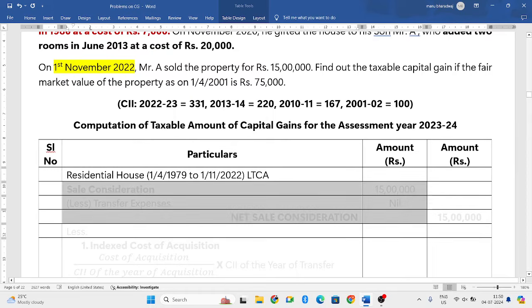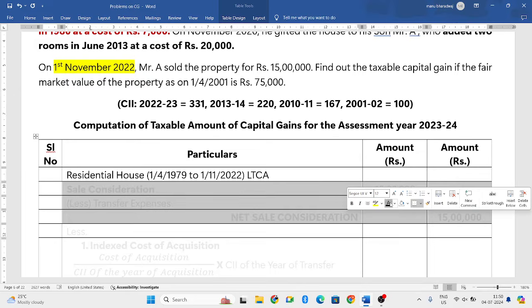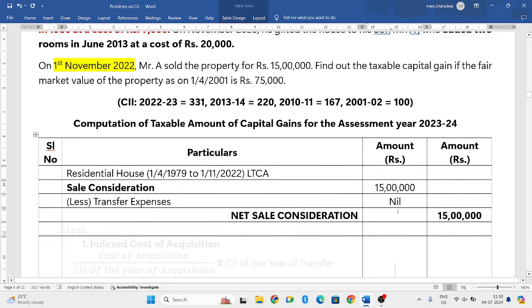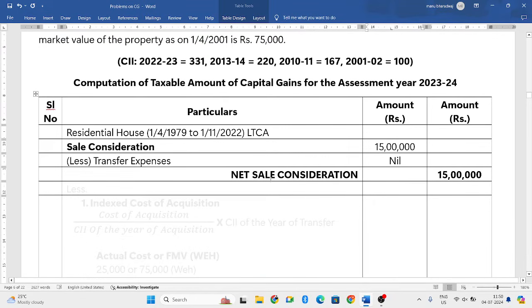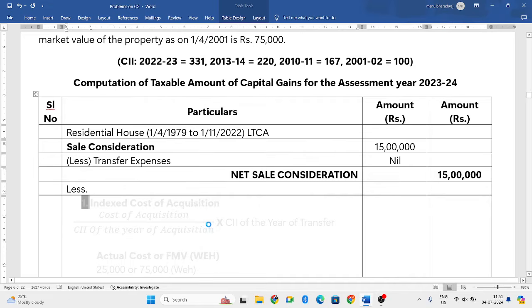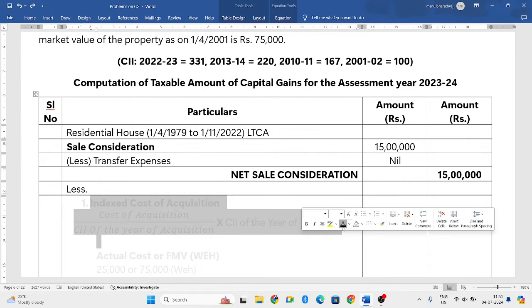So first let us write the sale consideration. He sold his property for 15 lakh. There are no transfer expenses, so I write it as nil. Your net sale consideration will also be the same, that is 15 lakh only. From this you will reduce two items. What are those? The first item will be indexed cost of acquisition.